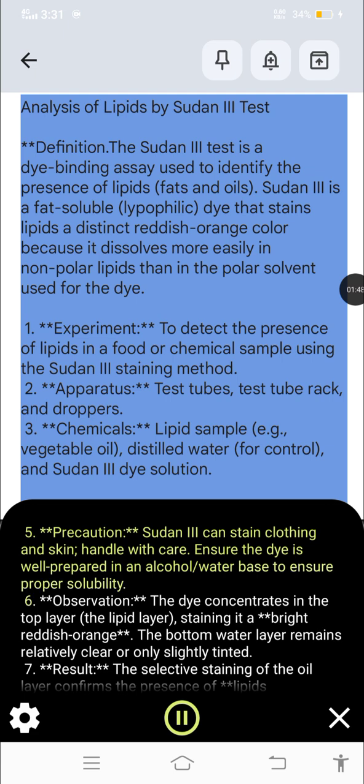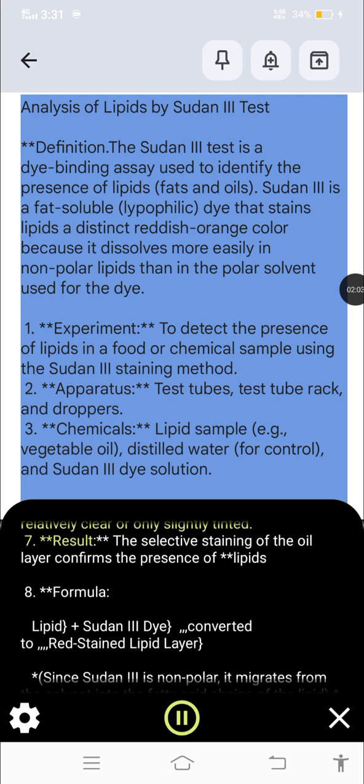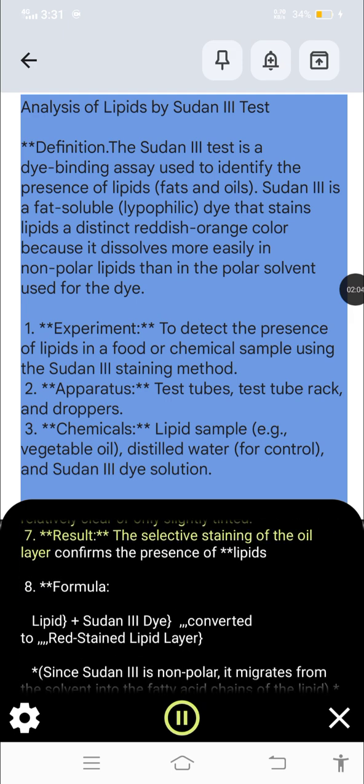6. Observation. The dye concentrates in the top layer, the lipid layer, staining it a bright reddish orange. The bottom water layer remains relatively clear or only slightly tinted. 7. Result. The selective staining of the oil layer confirms the presence of lipids.